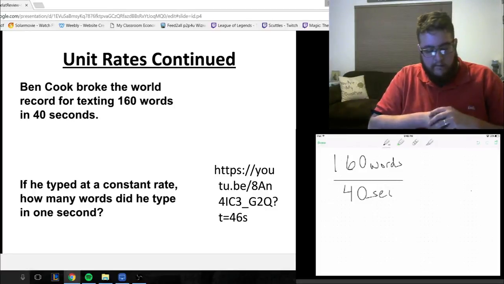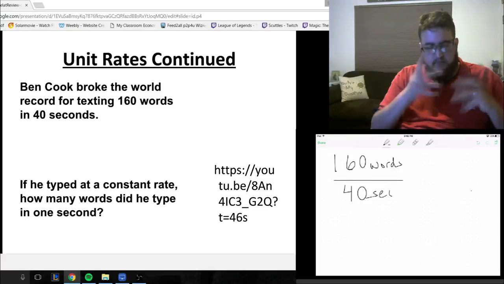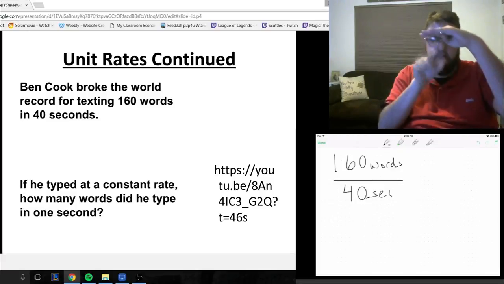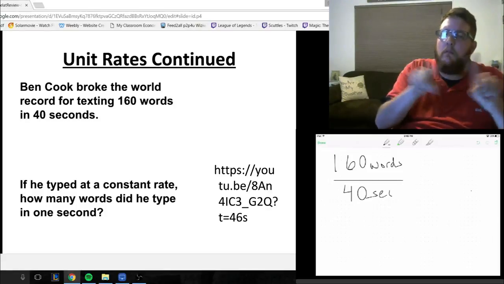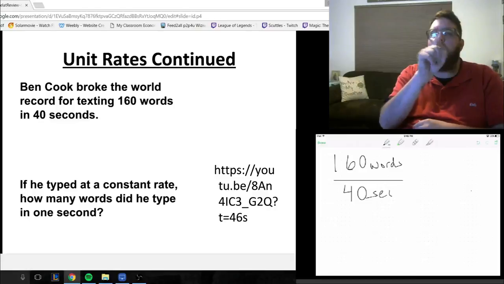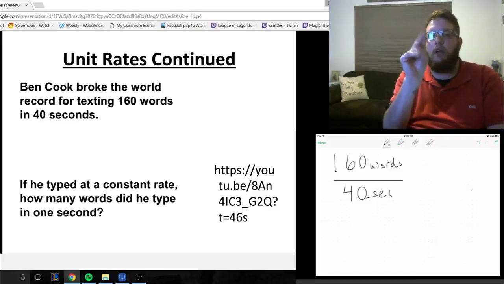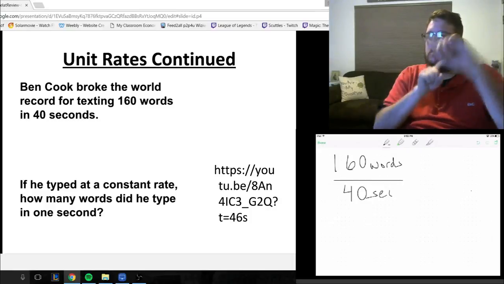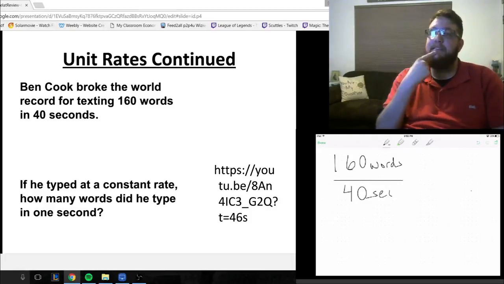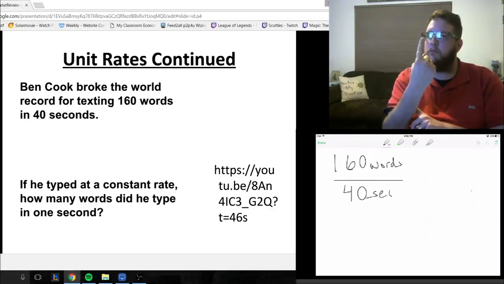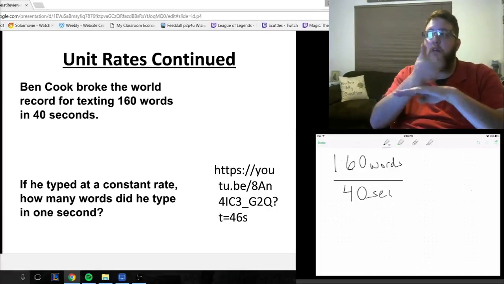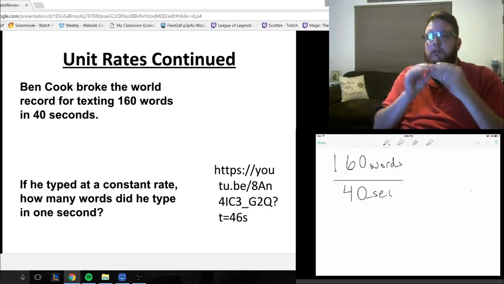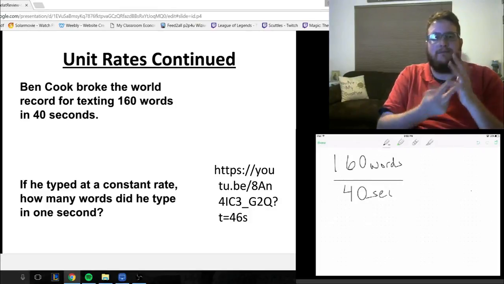Now, you could set it up the other way around, 40 seconds over 160 words, and some students have asked why we set it up this way. And the reason we did is because setting it up the other way would actually be wrong in this scenario, because if you notice the question, it's asking how many words he typed in 1 second. Words in 1 second. So words needs to be on top, because we're trying to change seconds into 1 second, and in order to do that, that's going to be the denominator. So we need to put the 40 seconds on the bottom and then change that to 1 second.